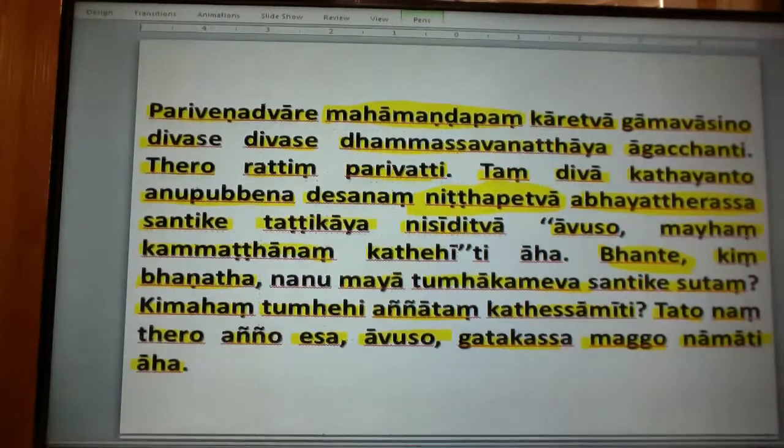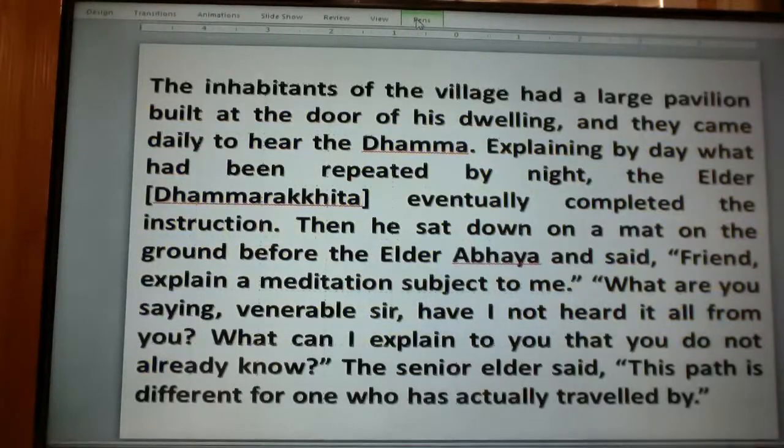Okay. So that's why here is the English translation. The inhabitants of the village had a large pavilion. Pavilions are kind of big tank, built at the door of his dwelling. And then they came daily to hear the Dharma explanation by day, what had been repeated by night. The elder Dhammarakita eventually finished the instruction of the teaching.